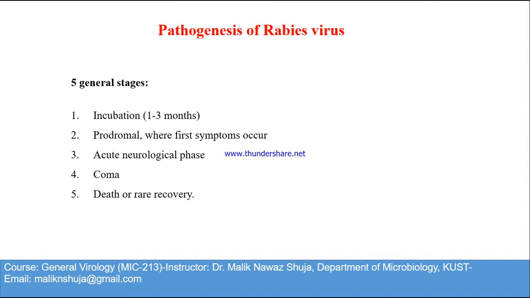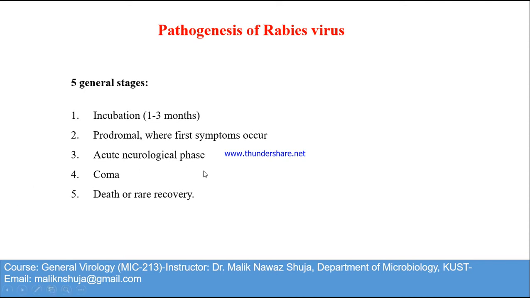There are five general categories or stages of rabies virus pathogenicity. The early stage is the incubation. It takes maybe 4 days, maybe 5 days, maybe 1 week, maybe 2 weeks. Up to 3 months has been reported for the virus to incubate. Prodromal is a medical term which is basically based on the first appearance of symptoms. On this basis we can categorize the viral symptoms.